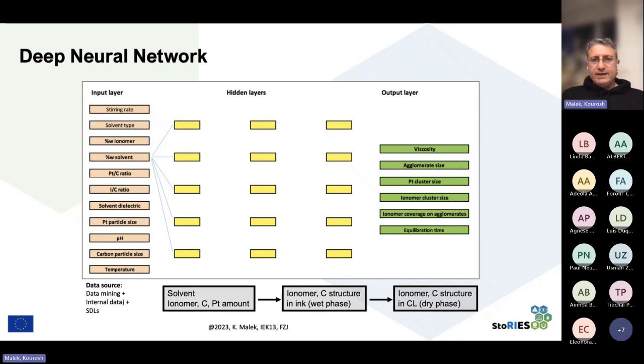That would impact the output layer, which would be the viscosity of the ink, the agglomerated structure of the ink, the particle size distribution, and so on. And you have to go through a sort of hidden layer to see, given the data that you have, how you're able to optimize certain properties. For example, if you want to optimize viscosity, which is important for the durability and uniformity of the catalyst layer, which parameters on the inner layer have to be optimized.